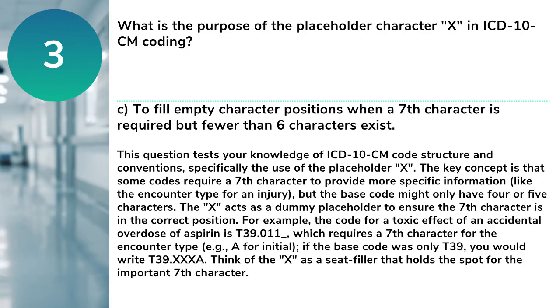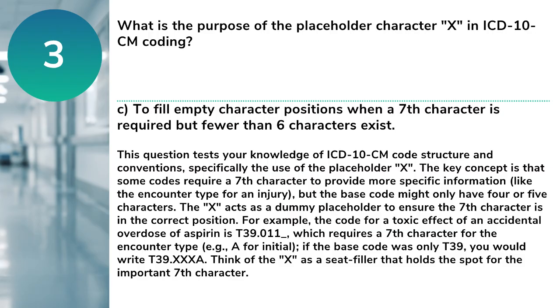Answer: C. To fill empty character positions when a 7th character is required but fewer than 6 characters exist. This question tests your knowledge of ICD-10-CM code structure and conventions, specifically the use of the placeholder X. The key concept is that some codes require a 7th character to provide more specific information, like the encounter type for an injury, but the base code might only have 4 or 5 characters. The X acts as a dummy placeholder to ensure the 7th character is in the correct position.